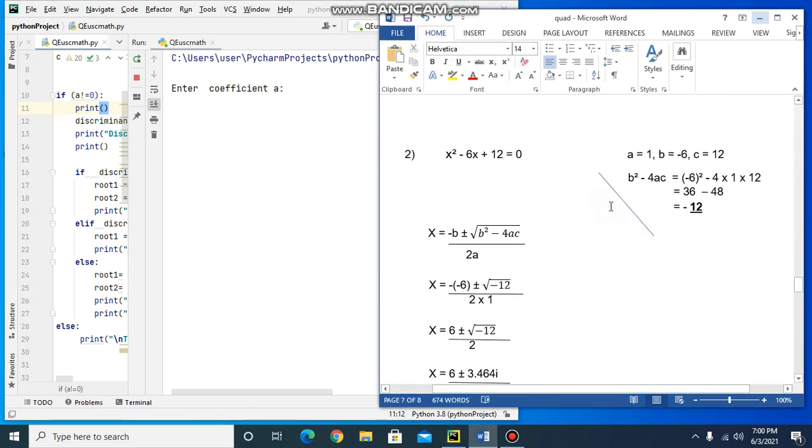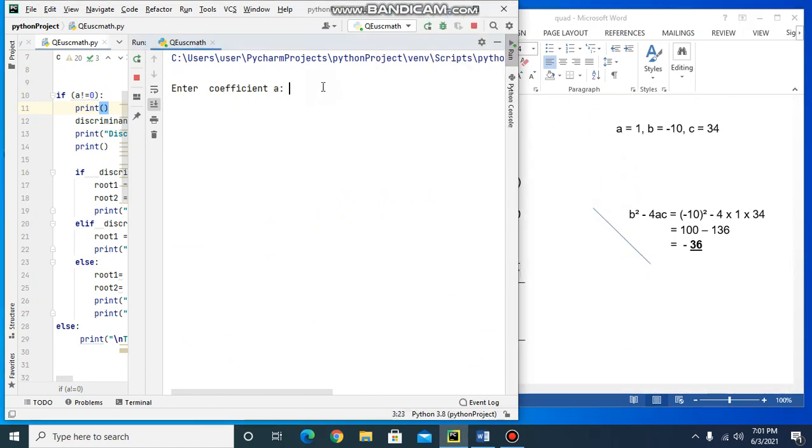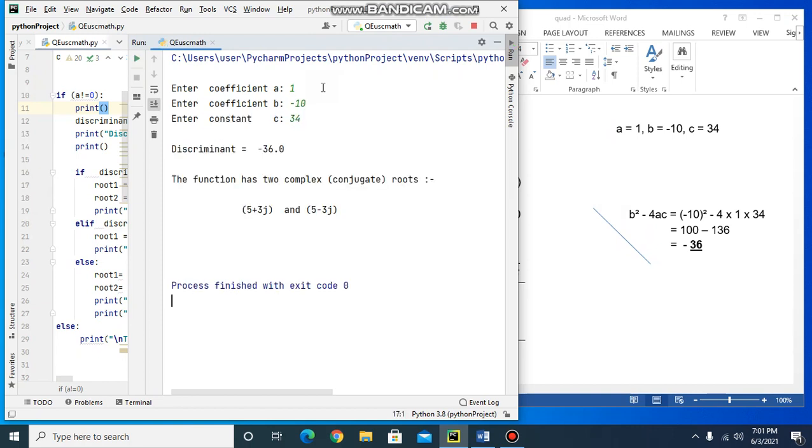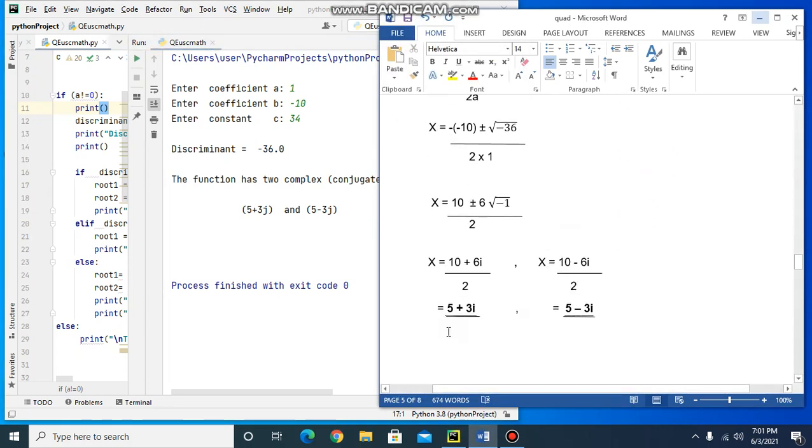So it is asking for the coefficients. We will give the coefficients of the first example. a is 1, b is minus 10 and c is 34. So discriminant is minus 36 and we are getting the roots as 5 plus 3i and 5 minus 3i. Here we are getting the roots as 5 plus 3j and 5 minus 3j. These operators j and i both are same, they are imaginary.